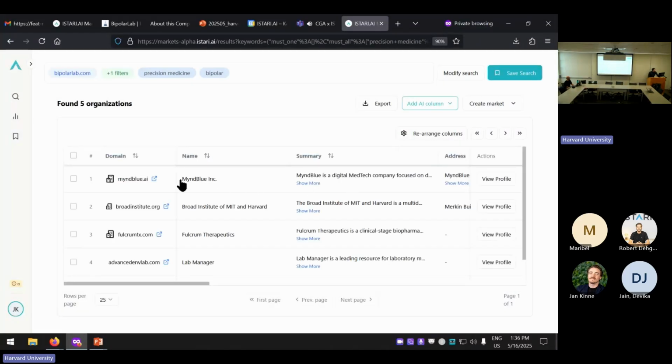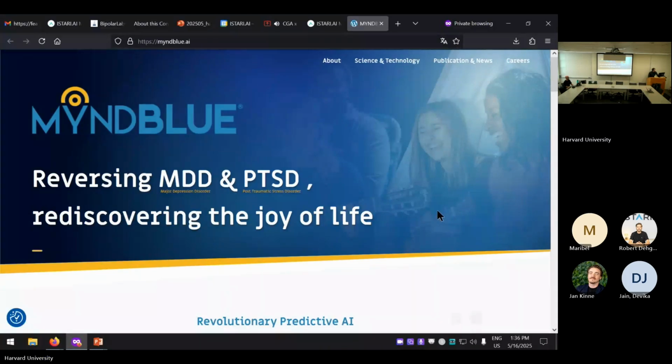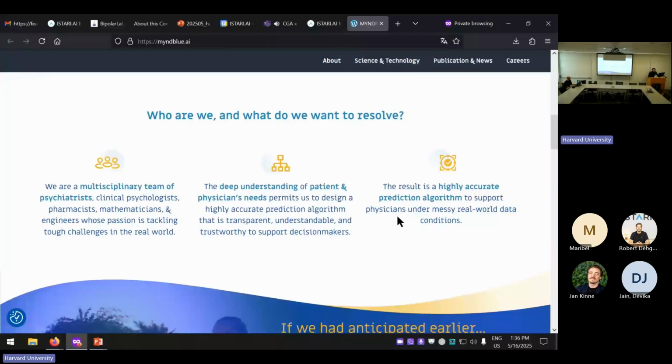Also, here we have Mind Blue AI. So let's have a look at them. Revolutionary Predictive AI is a digital medtech company that develops personalized and predictive clinical scores combining physiological measurement from outpatient and artificial intelligence. I guess that's a pretty good hit, right?